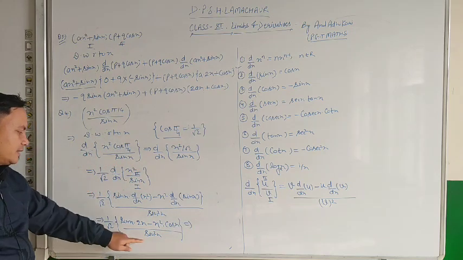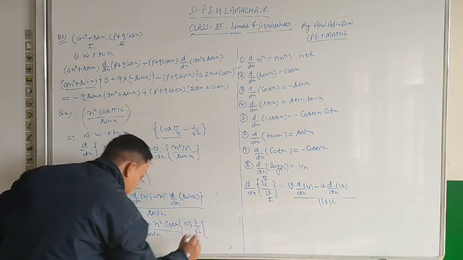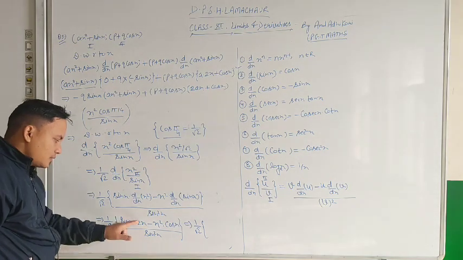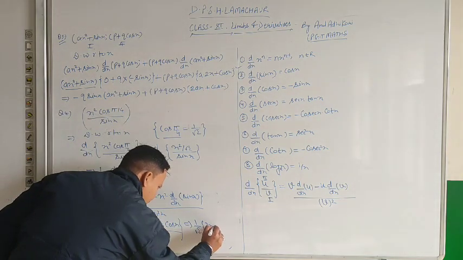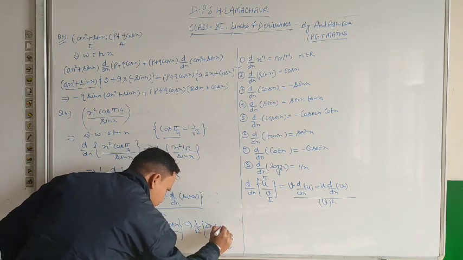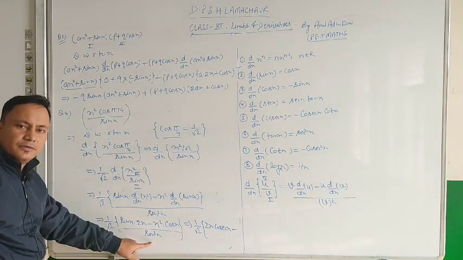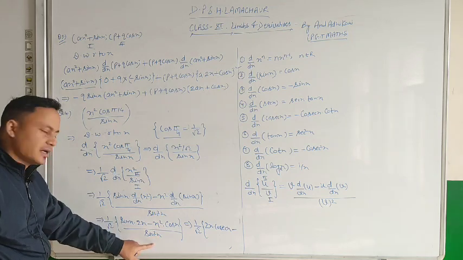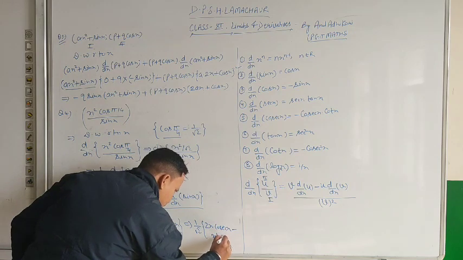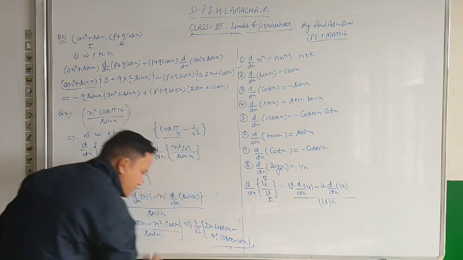Now, on dividing by sin square x on both sides, we get 1 by root 2 times 2x. One sin x will be cancelled out, so we get 2x into cosec x, minus cos upon sin, which will turn in terms of cot, and 1 upon sine will be cosec. So, this will be minus x square cosec x into cot x. So, this will be your final answer.